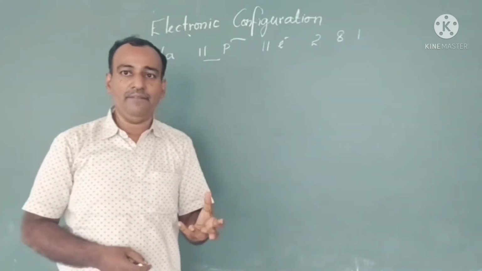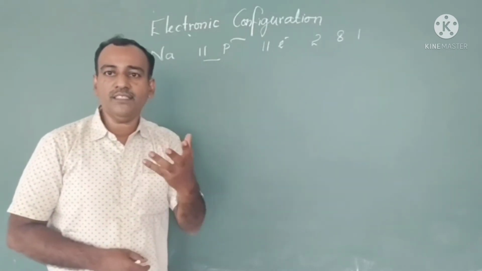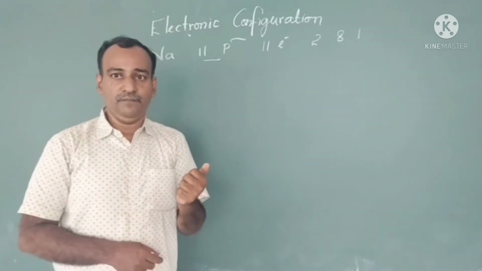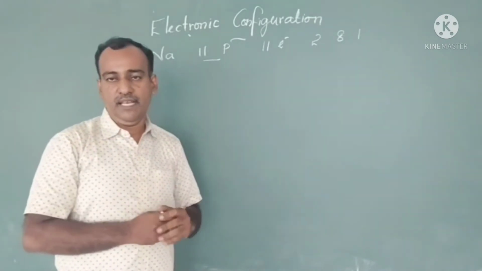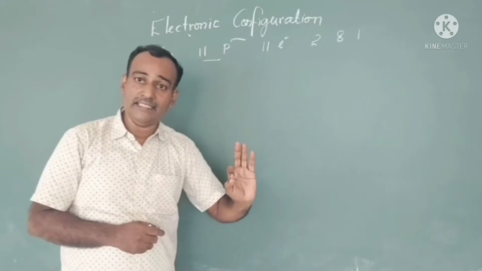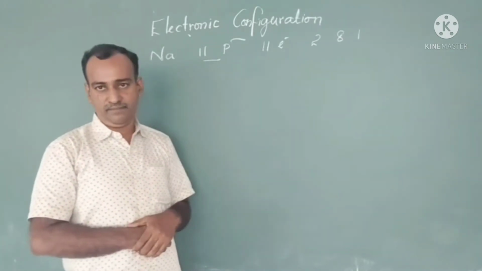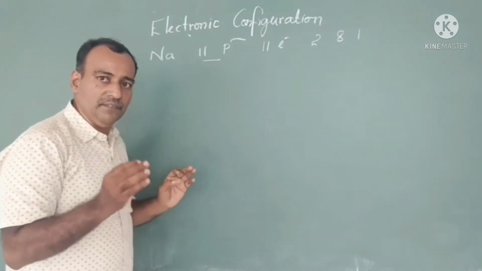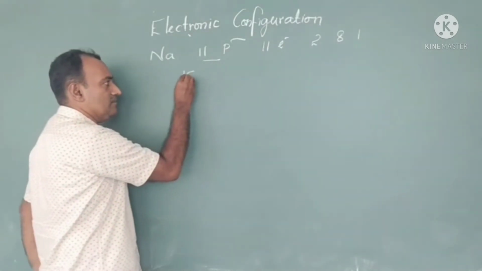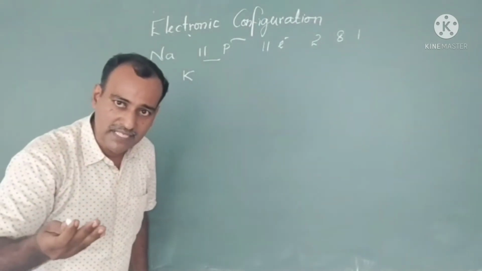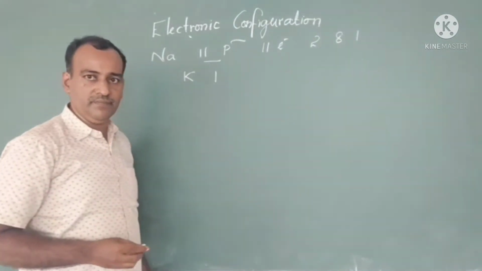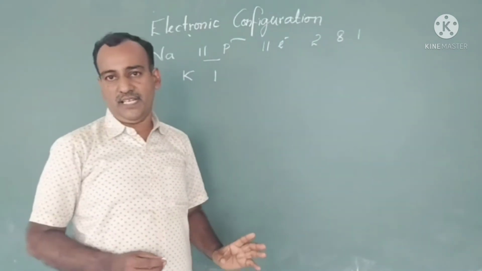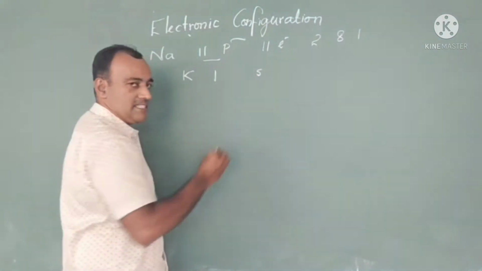Each shell has subshells. So what are these subshells? S, P, D, F. These are the common subshells. Other than these, G, H, I and so on are there. Let us discuss these subshells. We studied the first shell is called K shell, otherwise called the first energy level. The first energy level has only one subshell, that is called S.